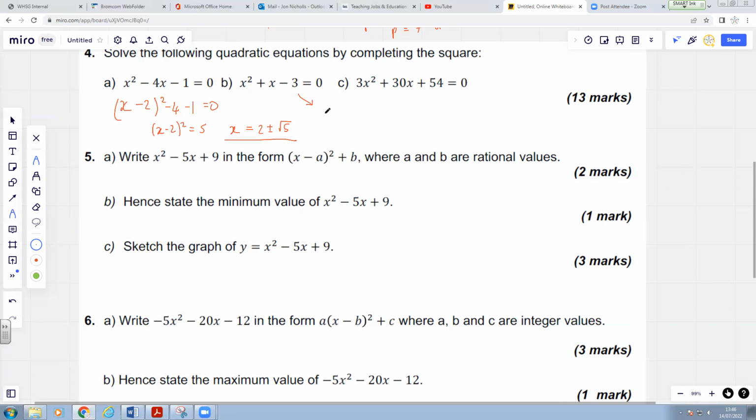Here, I'm going to do x plus a half squared minus a quarter. So once again, I halved that 1 to give it a half. And then I took away this square, which is a quarter, and I've got minus 3 on the end. Now, that's minus 13 over 4. Add it onto the other side. You can see that x plus a half squared equals 13 over 4, because 3 is 12 over 4. And so you've got minus 1 over 4, minus 12 over 4, which is minus 13 over 4.